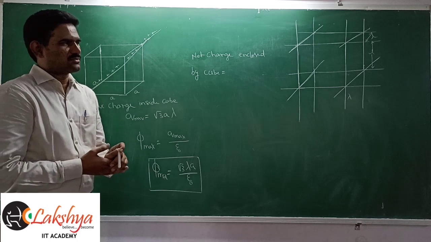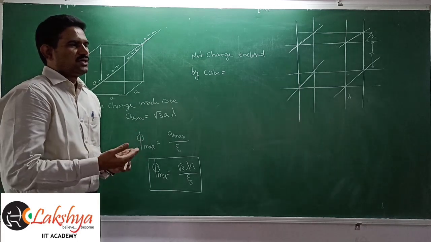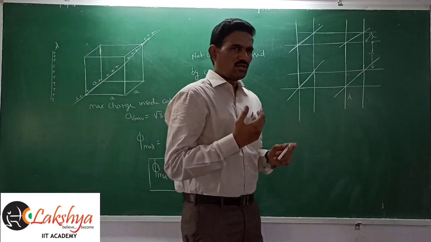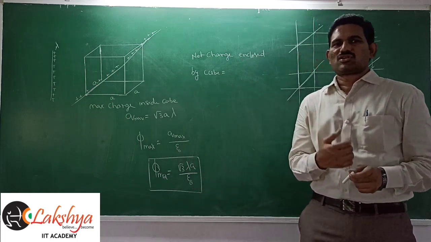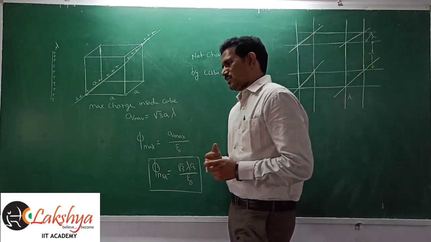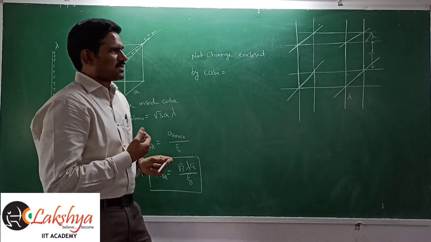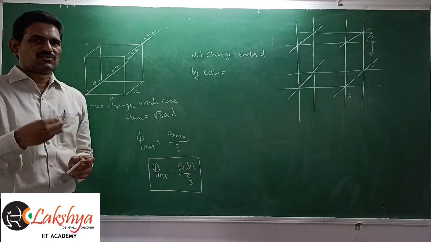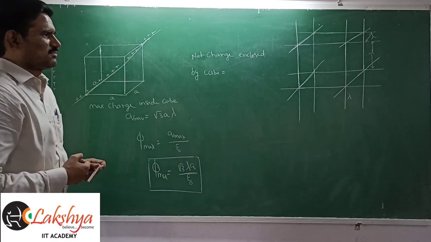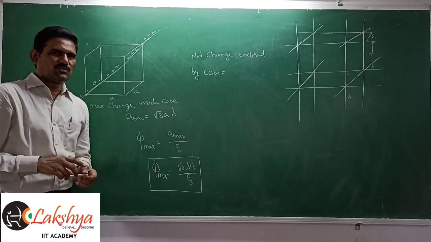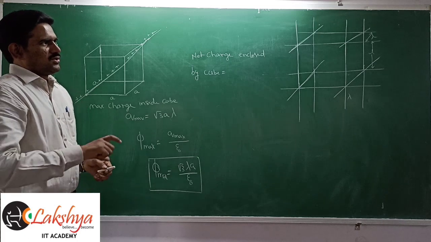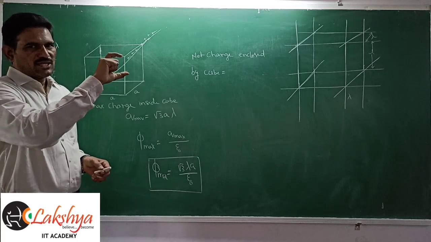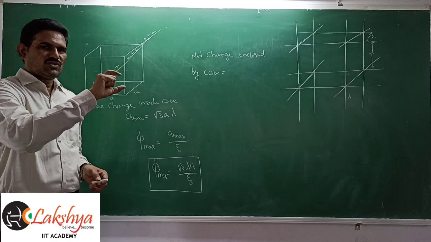And they are having the same linear charge density lambda. Now they are asking what is the flux passing through that. So for that we need to calculate the charge enclosed by the cube. Can you say what is the charge enclosed by the cube? If you take a line of charge of length L, then lambda into L is the charge present on that line.